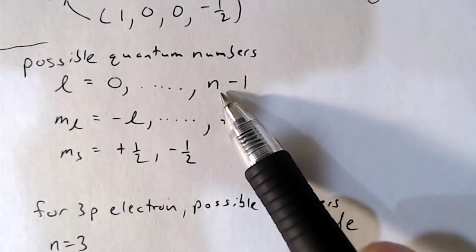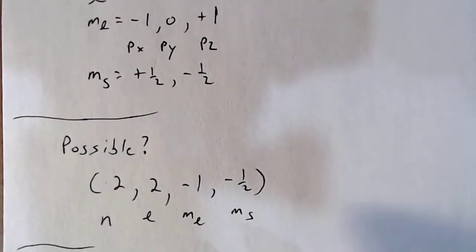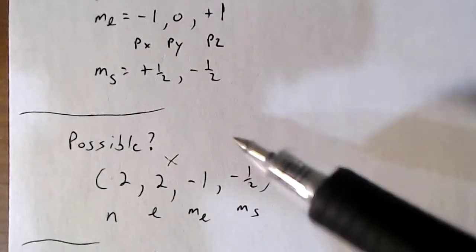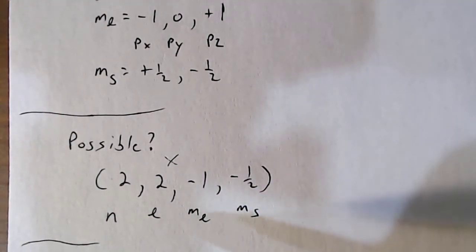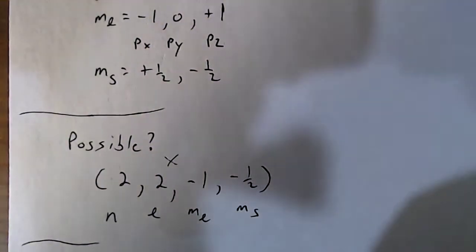and n minus 1. So the only possible values for L are between 0 and 2 minus 1, or 1. So this is not possible. L can only be equal to 0 or 1 if n is equal to 2. L cannot be up to or past the value of n. Now, kind of moving on to the next one.